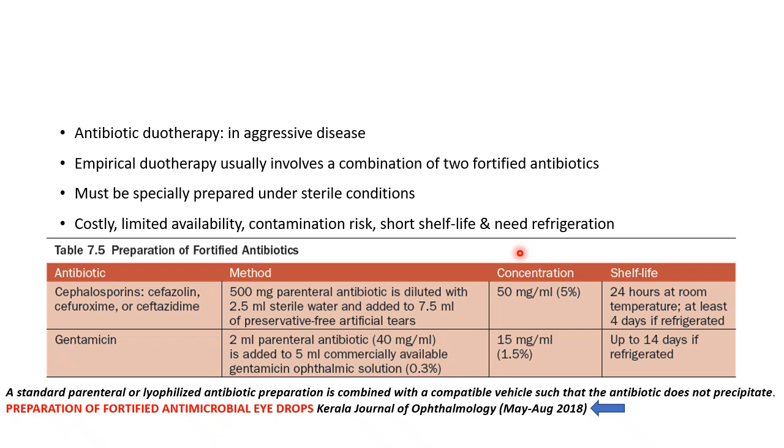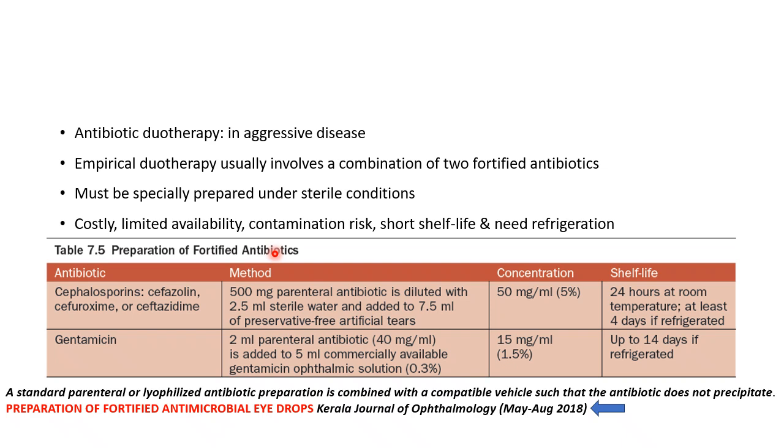That is what you mean by fortification of antibiotics. Just like we have foods fortified with vitamins, we have fortified antibiotics. These should ideally be prepared under sterile conditions. The problems with fortification of antibiotics is that they are costly. Of course, parenteral antibiotics are costly. They have limited availability. They have a risk of contamination because, after all, you are going to manually prepare it. They have a short shelf life. They need to be made again and again after a shelf life of 4 to 5 days. And they need refrigeration. They cannot be kept at room temperature.